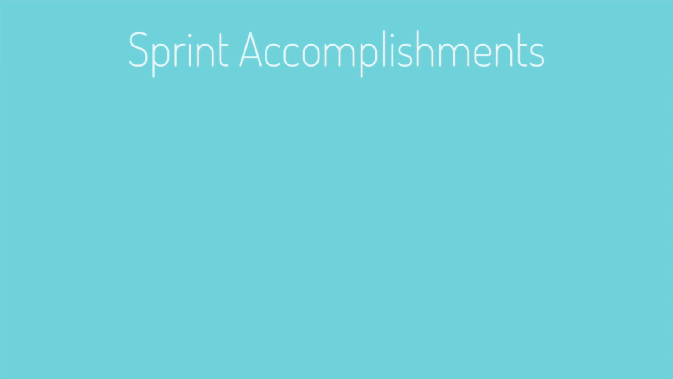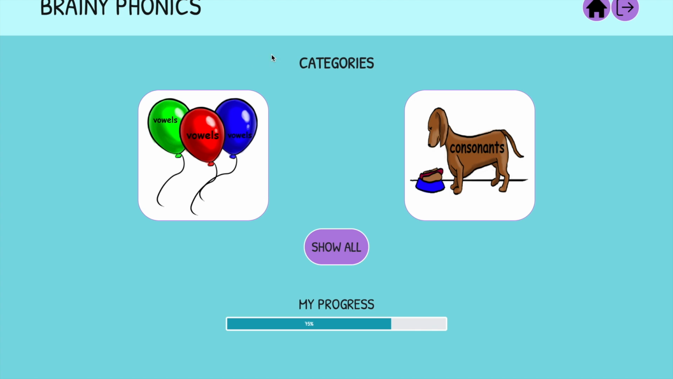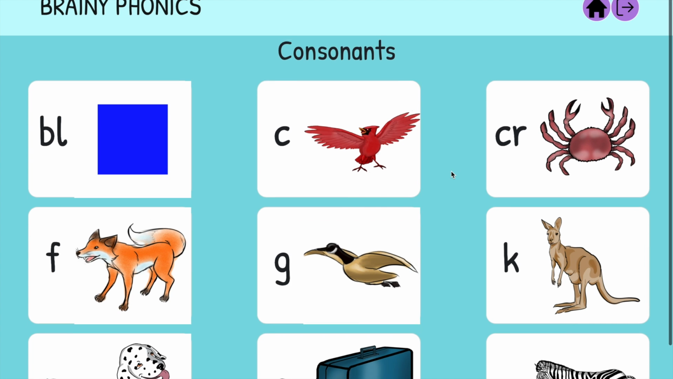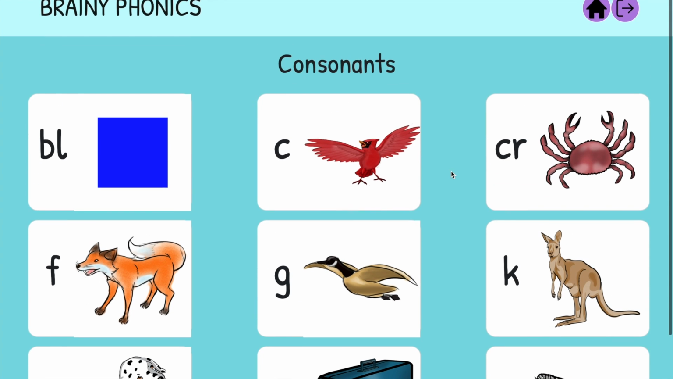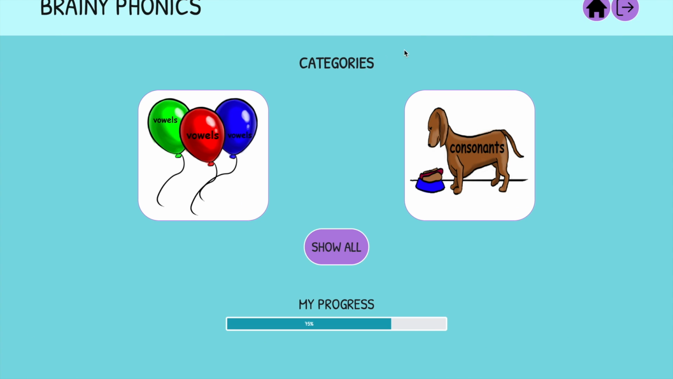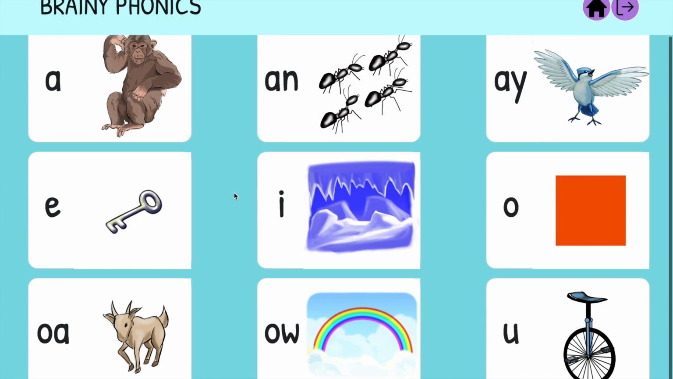This sprint, we implemented the home screen, as well as the categories pages and the navigation bar, by adding 4 new components to our Angular front end. The homepage currently includes buttons to navigate to the lessons for vowels and consonants. The buttons navigate the user to the category pages, where users can view all the phonemes that fit within a particular category. The navigation bar component successfully links each page back to the homepage and allows the users to log out and return to the user authentication page.